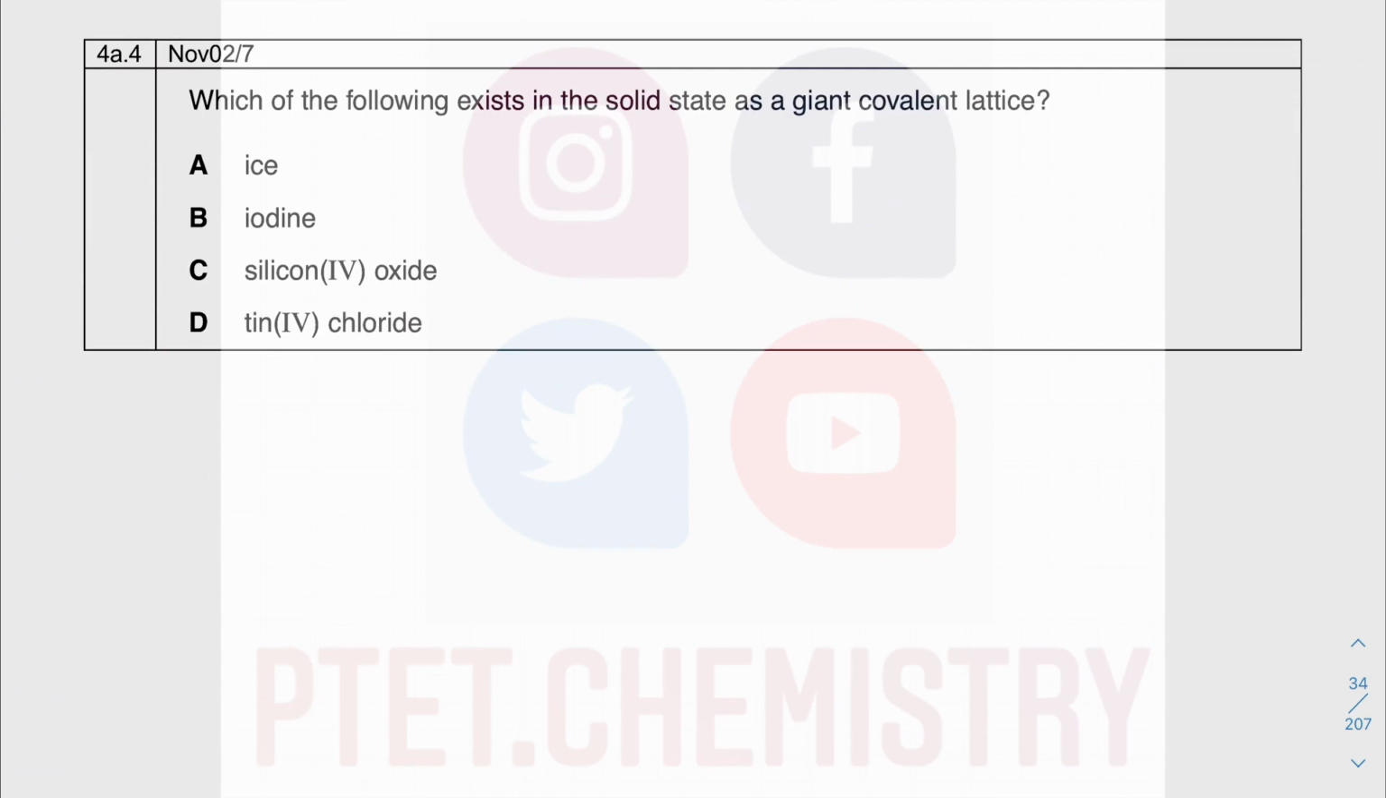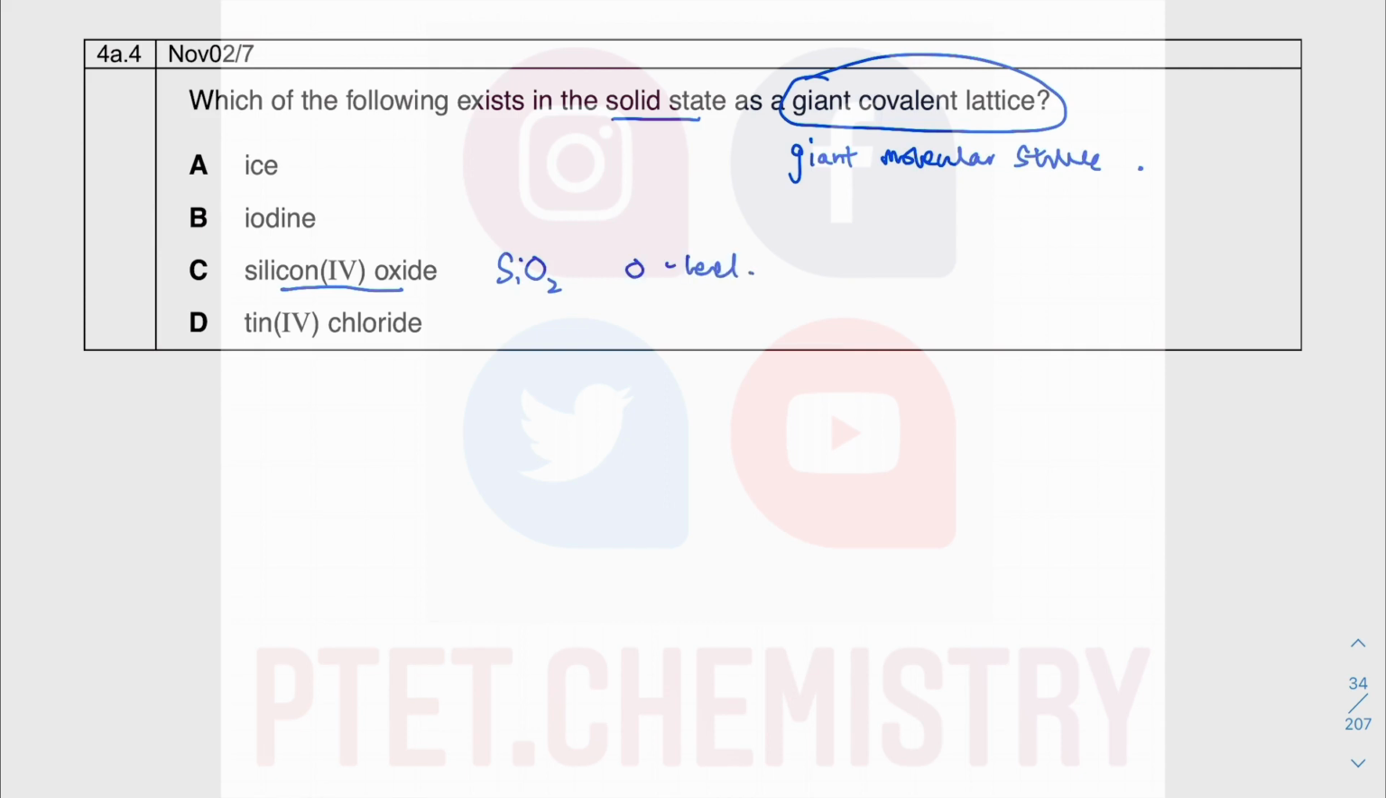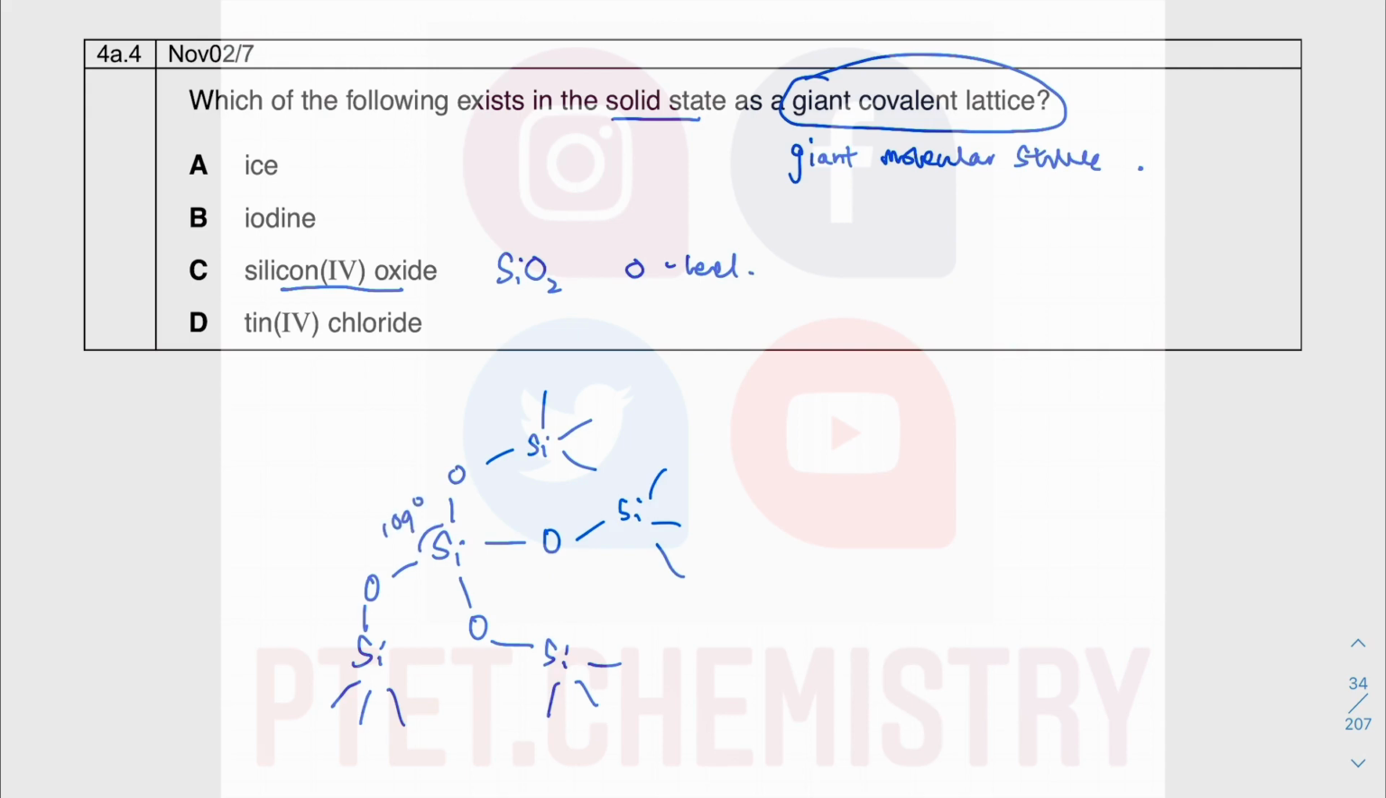Yeah? So next bit is which one exists in the solid state as a giant covalent lattice. Giant covalent lattice has another name. It's called giant molecular structure. Okay, and I can tell you straight away that is your O-level case study. As a component of sand, you will have realized that SiO2 is a continuous network like that, where each silicon is bonded to 4 oxygen. It's tetrahedral, 109 degree, because it's got 4 bond pair and no lone pair, because it's a group 14 element.